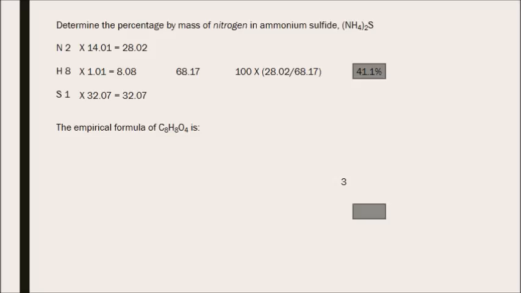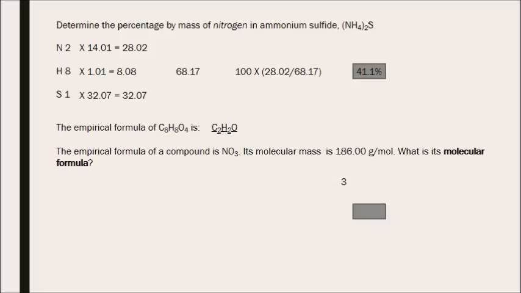Alright, so the empirical formula of a compound is NO3, and its molecular mass is 186.00 grams per mole. What is its molecular formula? So we're going to use this formula: the mass of your molecular formula divided by the mass of your empirical formula will give you the factor that you need to get your empirical formula to your molecular formula.